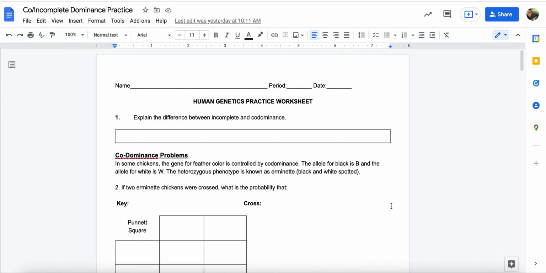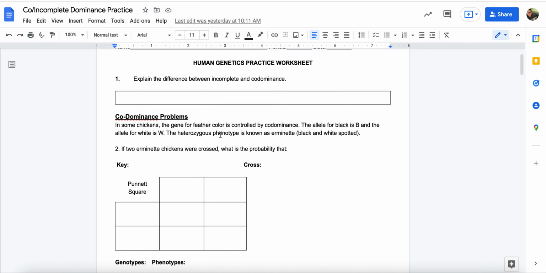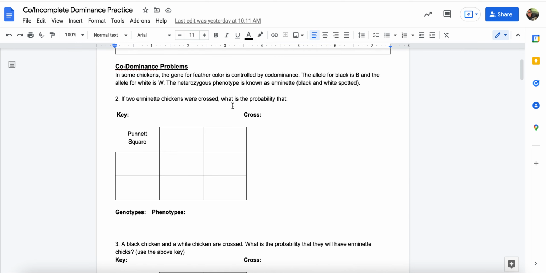Do the complex inheritance Punnett squares. You need to answer number 1, so explain the difference between incomplete and codominance. You go ahead and do that. Look at the notes for the answer for that.